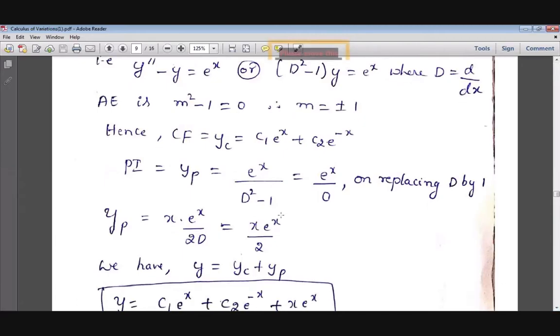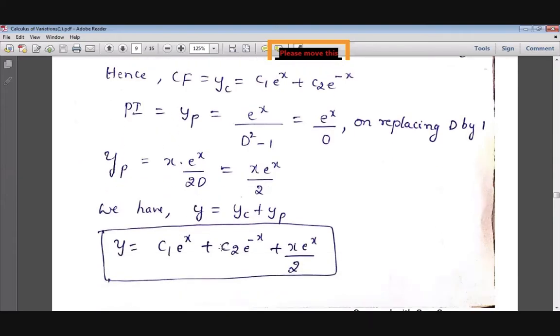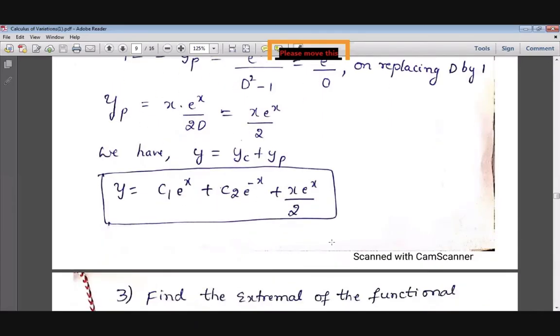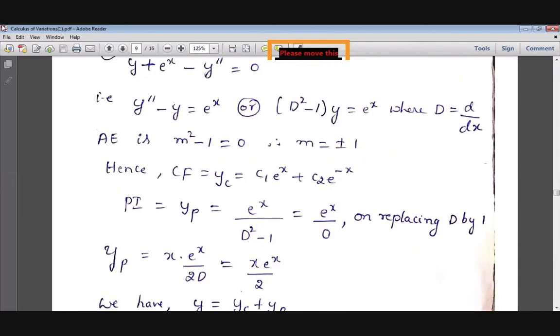Now substitute D equal to a. D is equal to a means coefficient of x is 1. Therefore 2 into 1, that is 2. Complete answer is y equal to yc plus yp. Okay, any doubt in this?